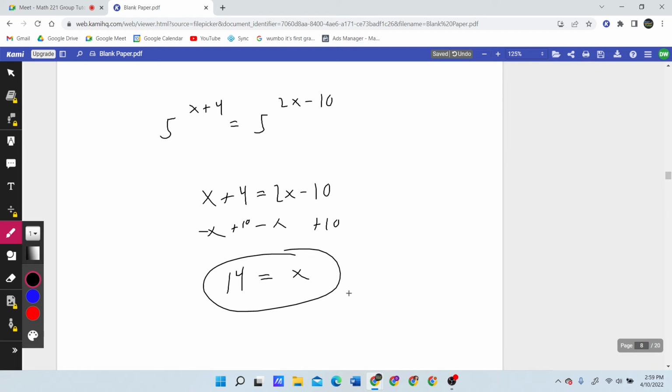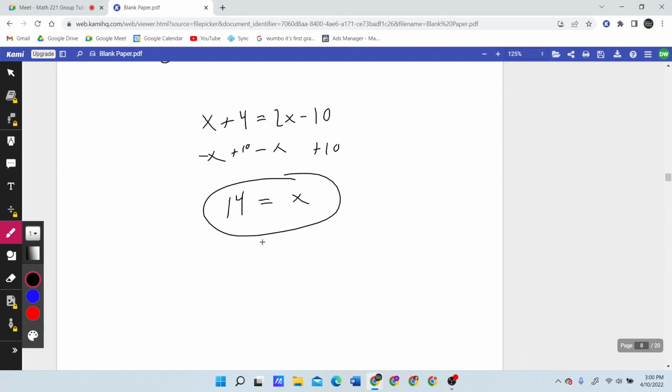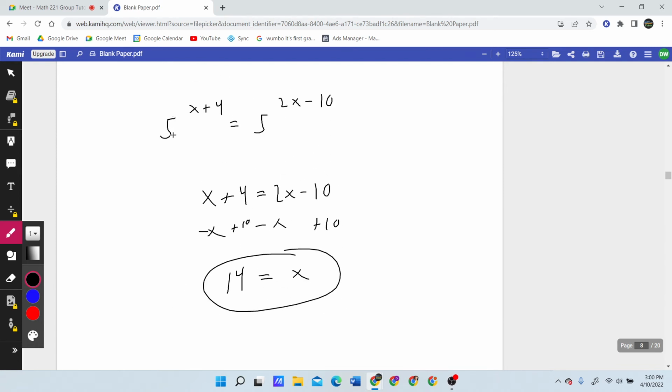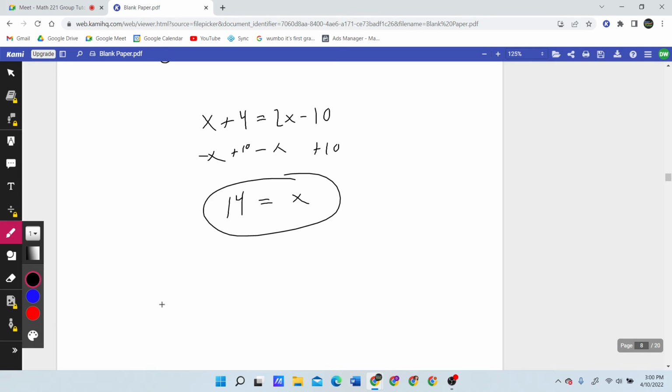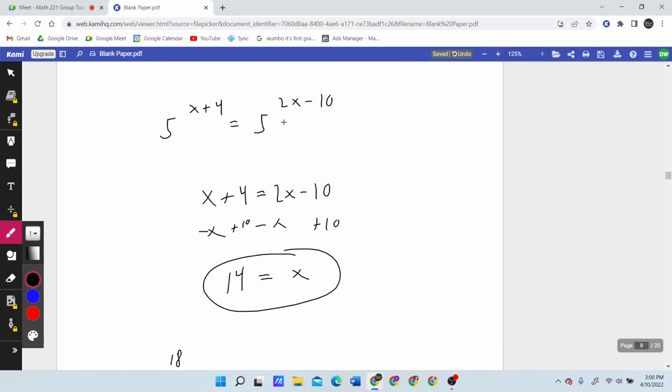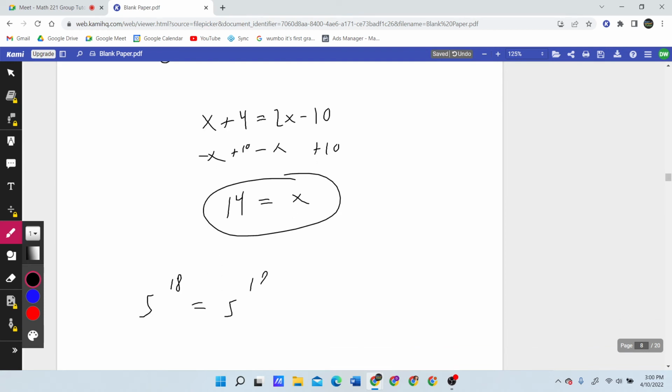And just so you know, that means if I plug in 14 here for the x for both terms, I get the same thing. And just to prove it real quick, I would say to myself 5 to the 14 plus 4 power, that's 5 to the 18th power, is equal to 5 to the 2 times x. So 2 times 14 is 28. 28 minus 10 equals 18. 5 to the 18 equals 5 to the 18. This is the reason why we're allowed to use this strategy, because the exponents are equal to each other.